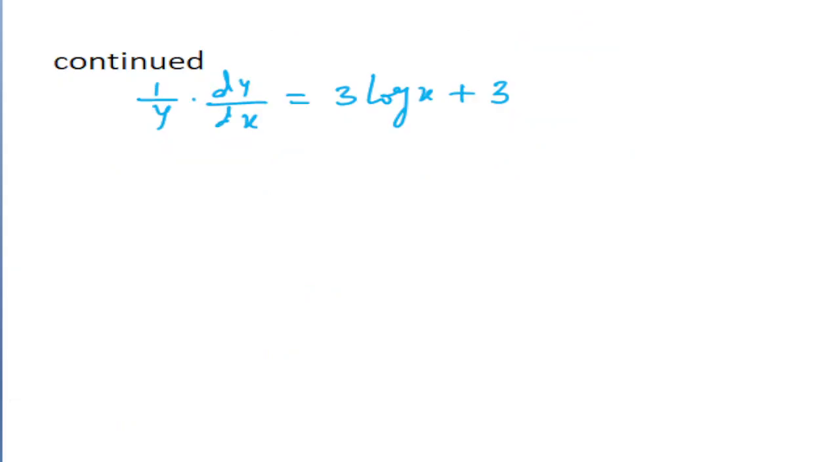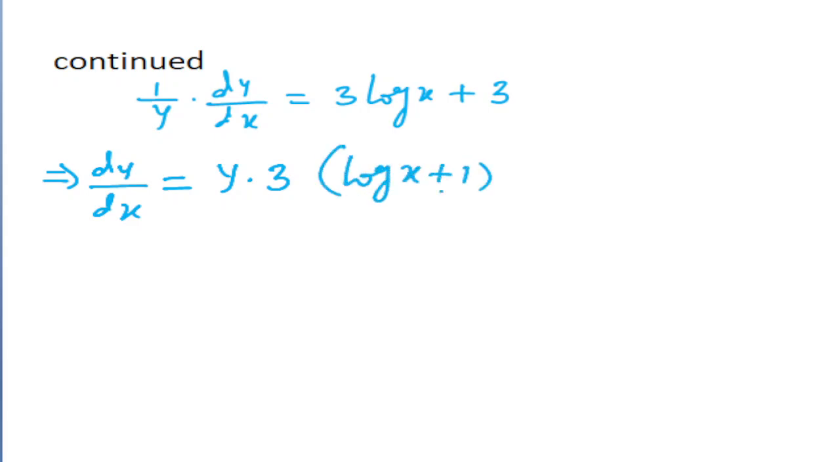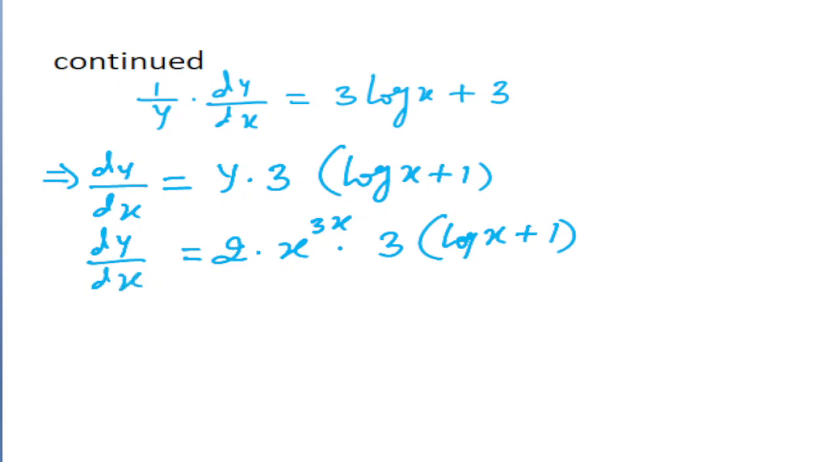Now in the right hand side, we are going to simplify. Dy by dx is equal to, what will you get? Shift y to the right hand side, y into 3 times log x plus 1. What is y, friends? Y is 2 into x to the power 3x into what else we have? 3 times log x plus 1.